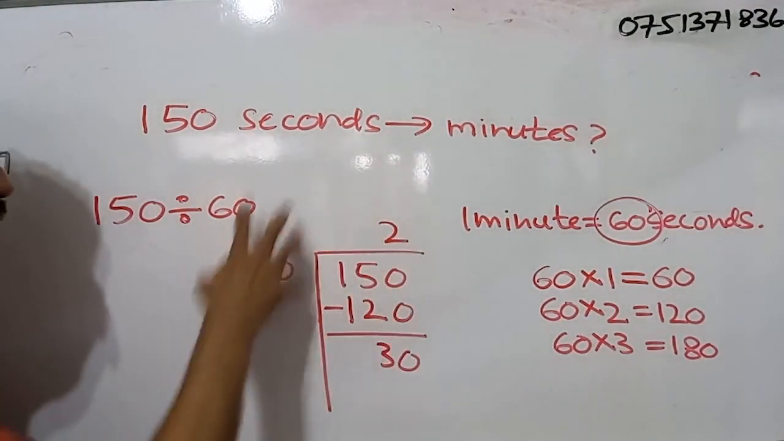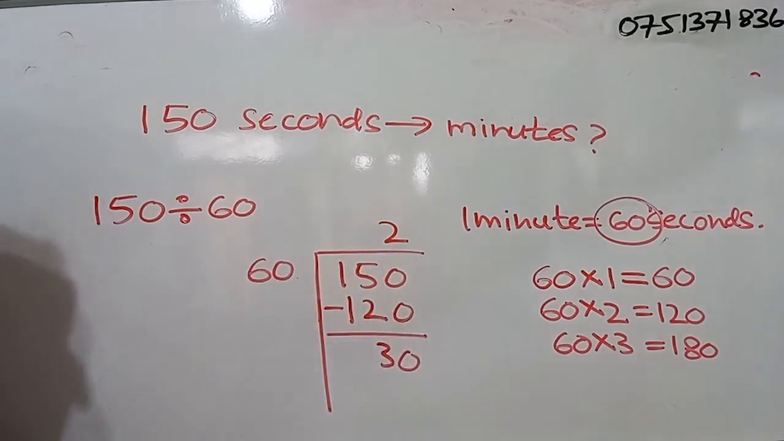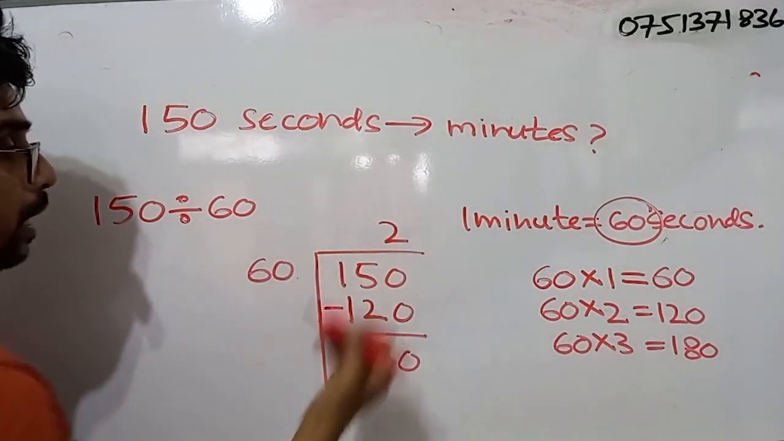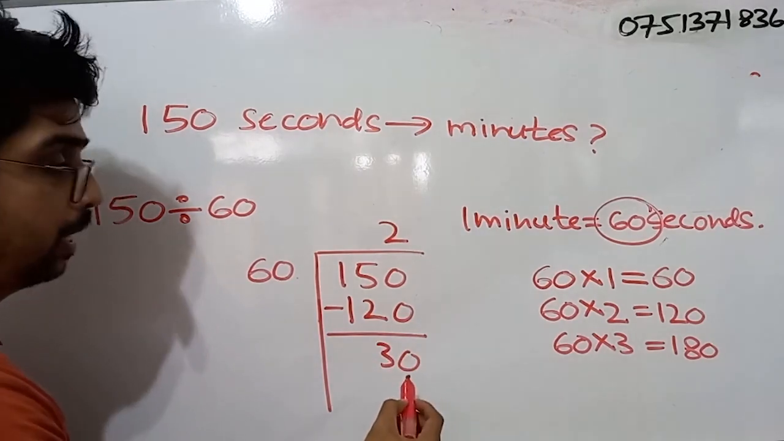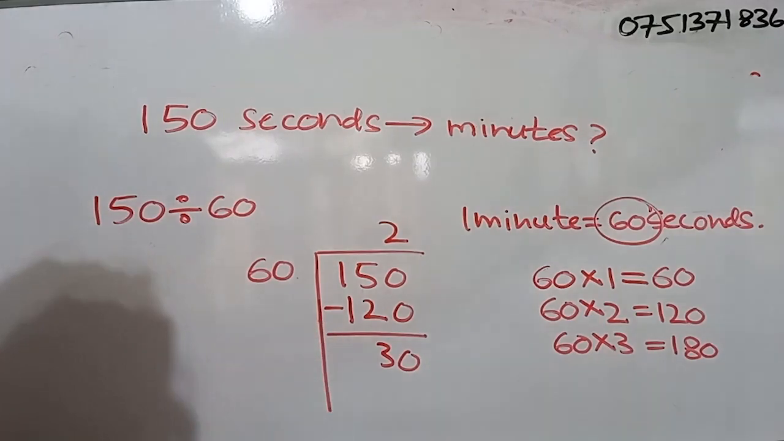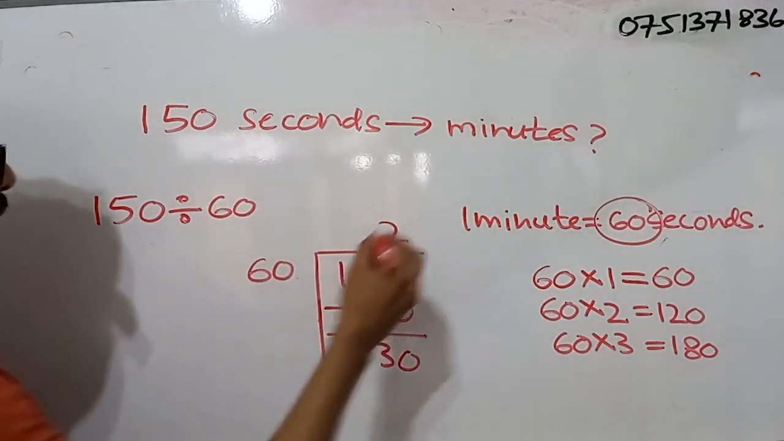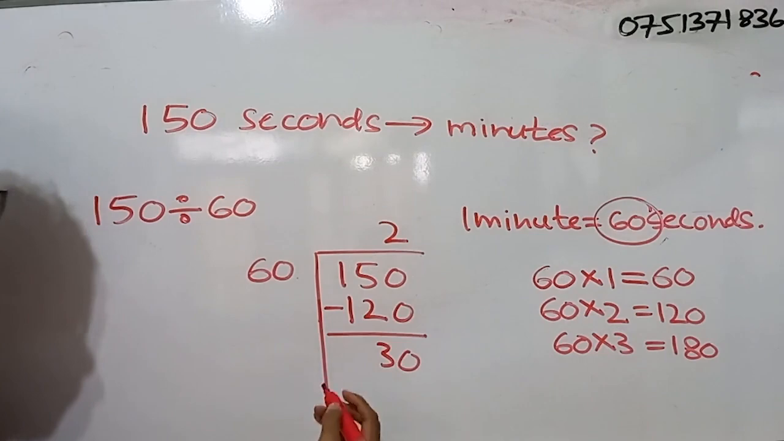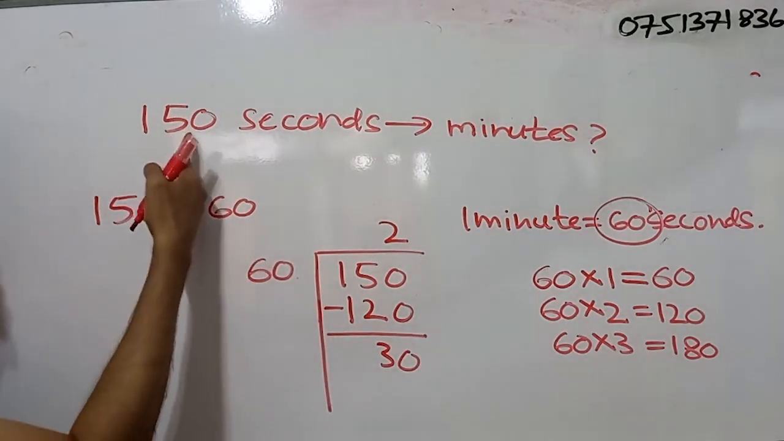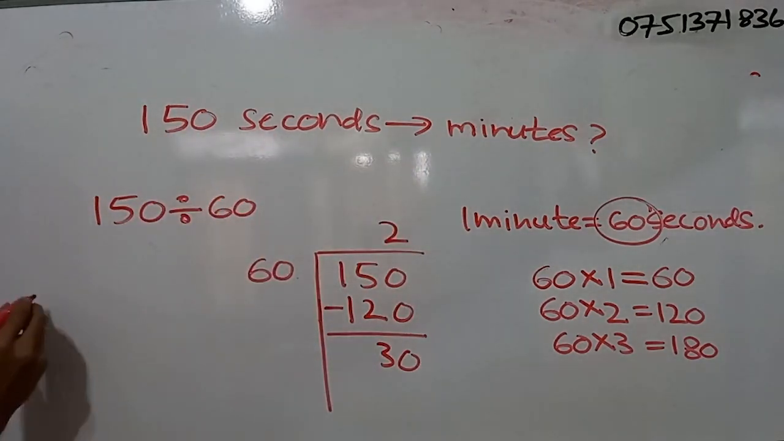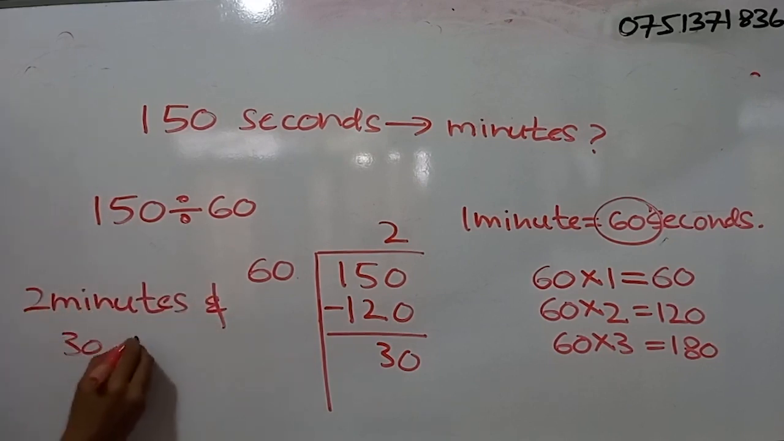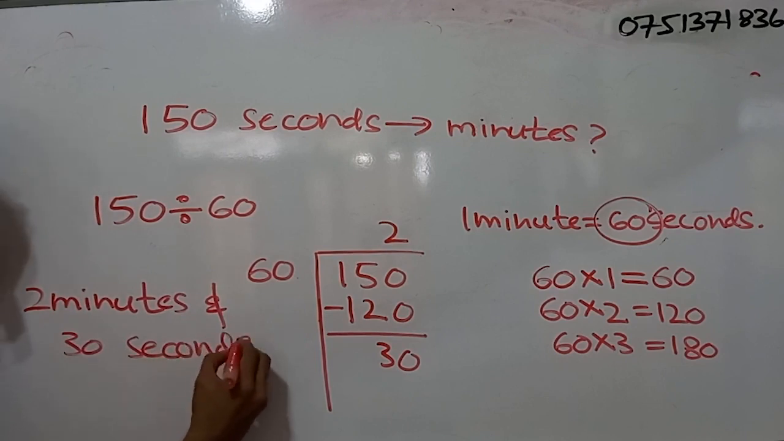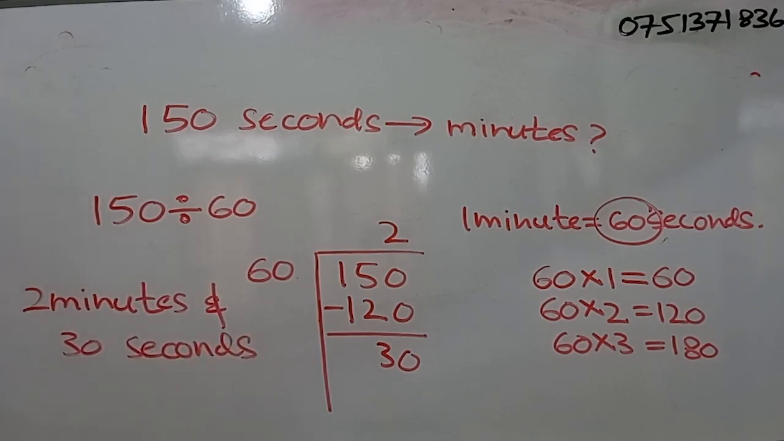So what is this amount? How do we get the answer? Here we get 2 as the quotient and 30 as the remainder. So what does that mean? These are minutes. So these are seconds. When we convert 150 seconds into minutes, what do we get? We get 2 minutes and 30 seconds as the answer.